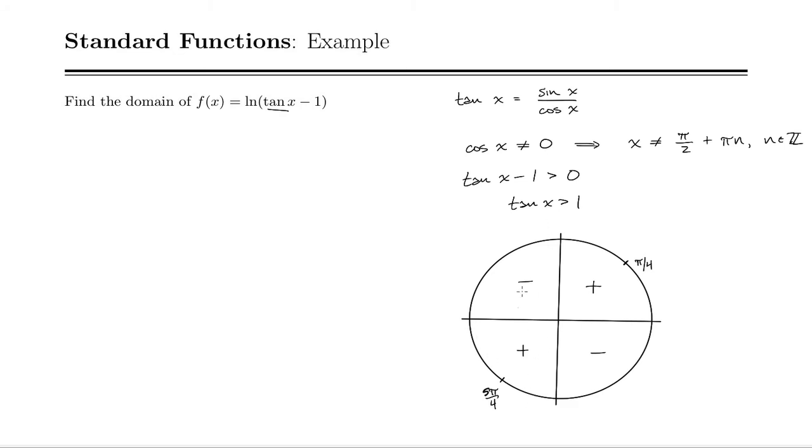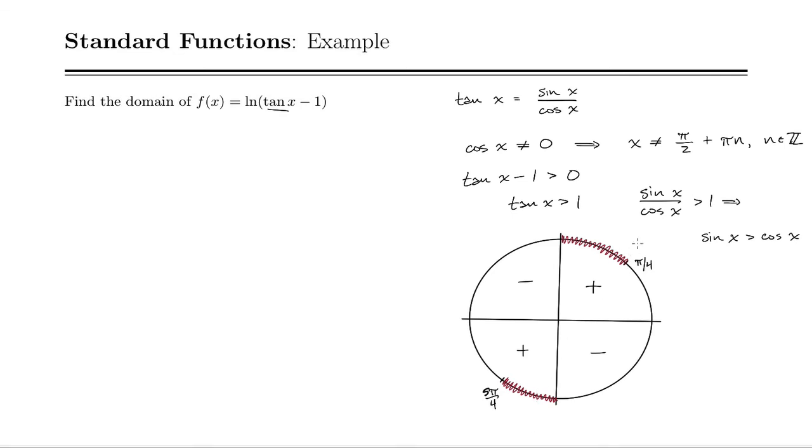And it needs to be bigger than 1, which means sine of x over cosine of x has to be greater than 1. Or sine of x has to be bigger than cosine of x. Meaning the y-coordinate on our unit circle has to be bigger than the x-coordinate. And so that happens up here. Okay. And down here. Okay, those are the portions that we care about.